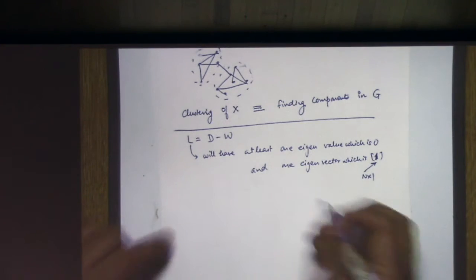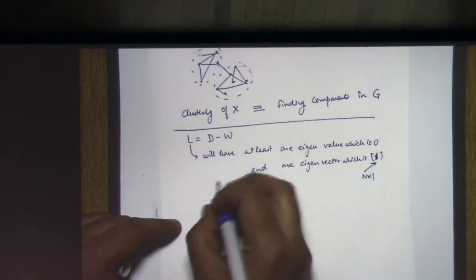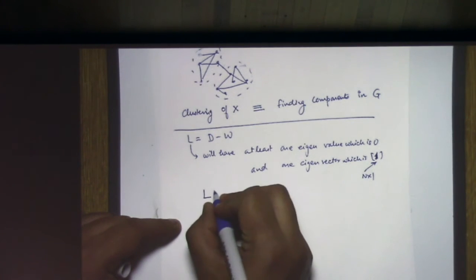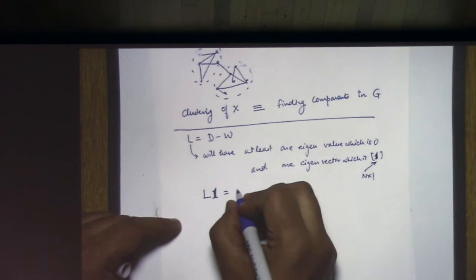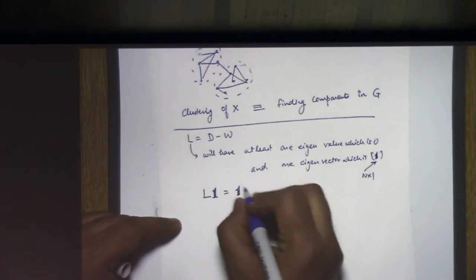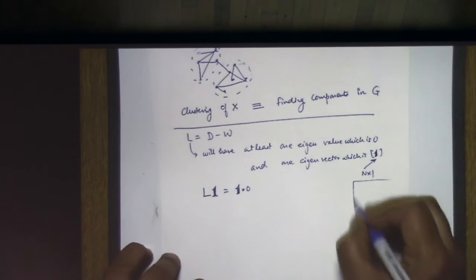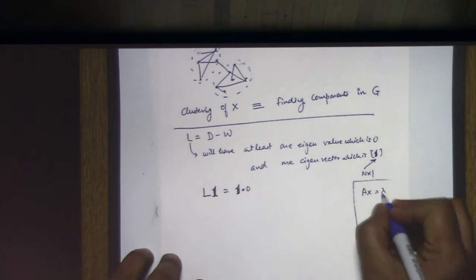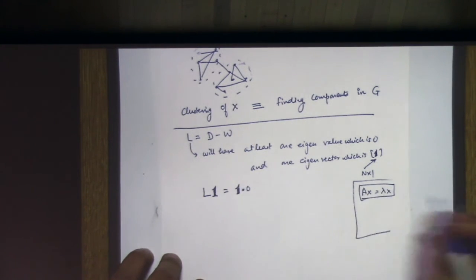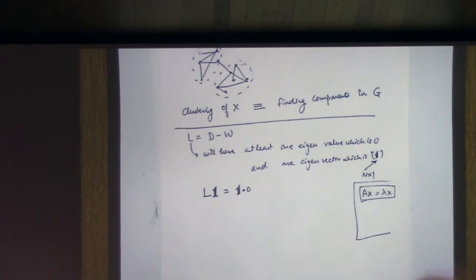So what does it mean that an eigenvalue is 0 and the eigenvector is 1? It means that L times this 1 is equal to 0 times 1, right? Because if you remember, eigenvector analysis essentially means that if you have something like this, then Ax equals lambda x, right? So if you have a vector, then the solution for this would be all eigenvectors of A, right?